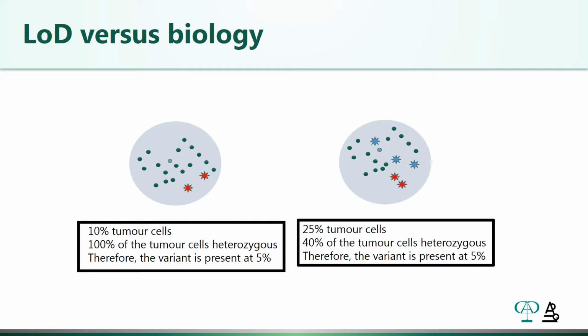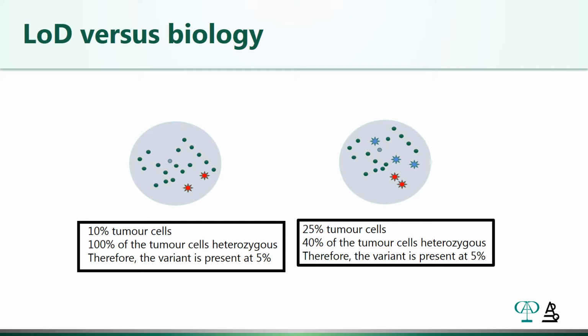But if you look at the section on the right-hand side of the slide, in this case we have 25% tumor cells. 40% of those cells are heterozygous for the mutation of interest, and the variant is present at 5%. So we will also be able to detect the variant in the massively parallel sequencing assay validated to a limit of detection of 5%. But biologically, that's a very different situation.